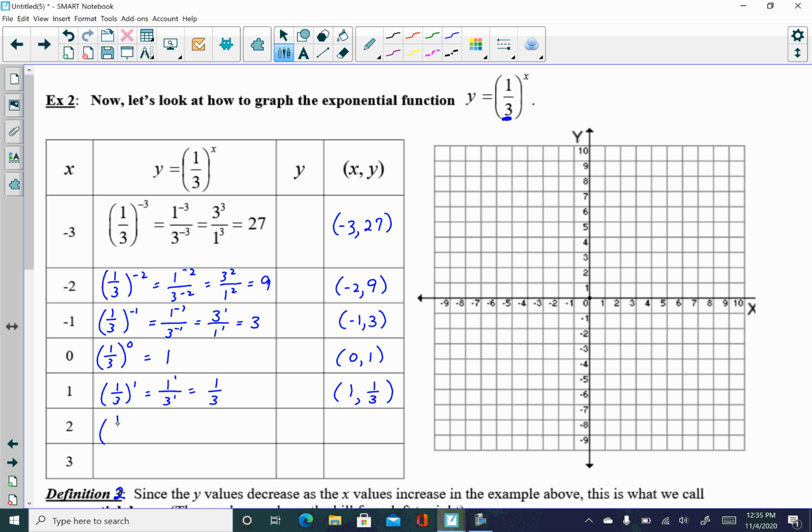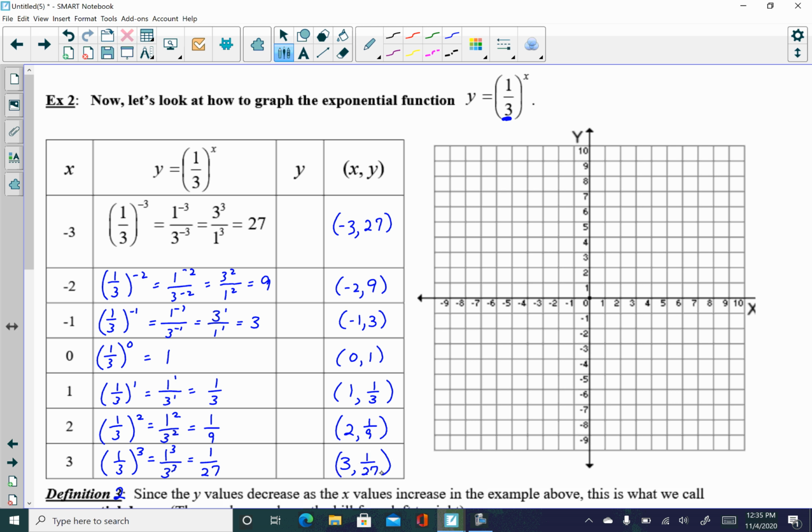The next one, 1/3 being squared. So 1 gets squared and 3 gets squared. These are positive exponents, so I don't need to move anything. 1 squared is 1, 3 squared is 9. So 2, 1/9. And then lastly, 1/3 raised to the 3rd power. That's the same as 1 cubed over 3 cubed. 1 cubed is 1, 3 cubed is 27. So I plugged in 3, got a y value of 1 over 27.